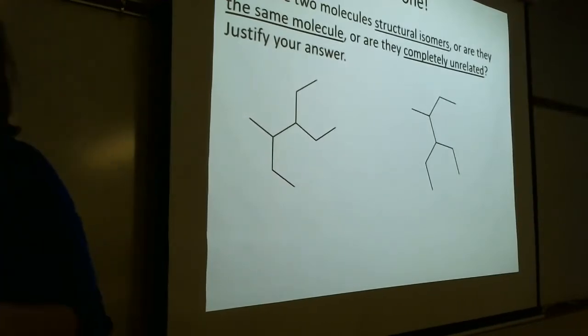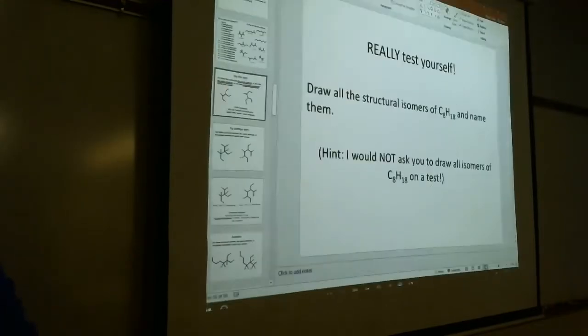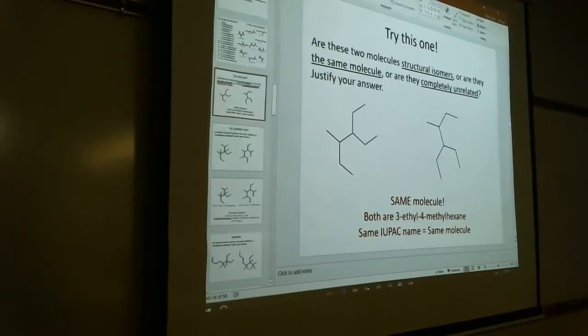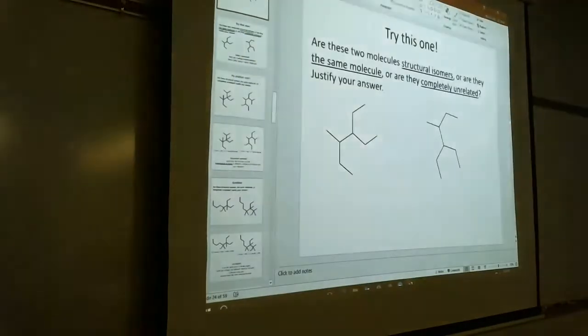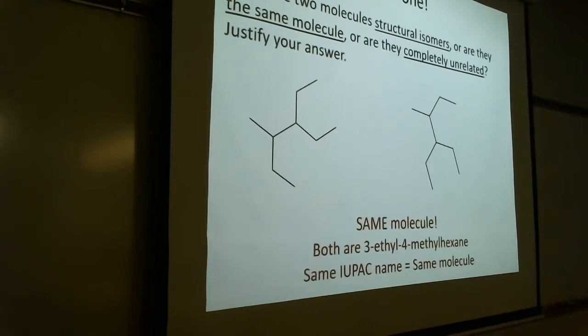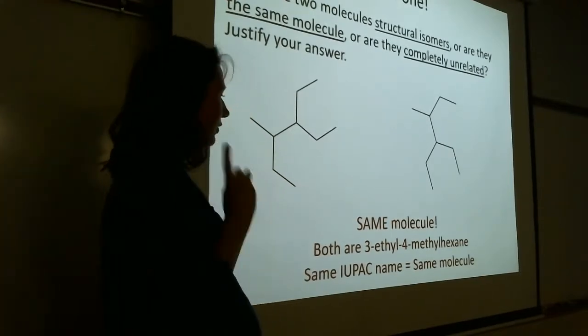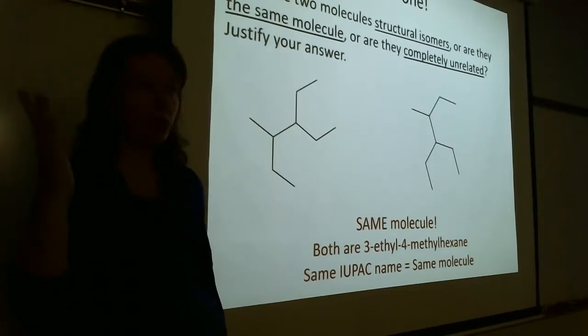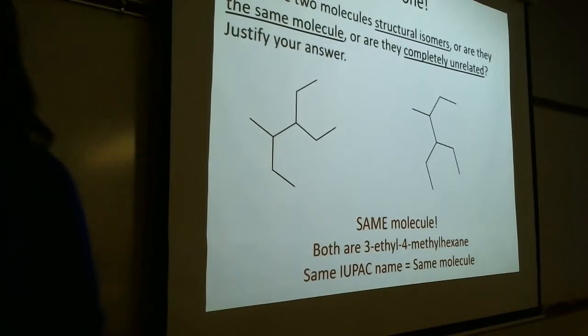So take a second and look at this. Decide which descriptor fits this family. Oh, I just gave the answer. Oh, well. When I paused the recording, you saw the answer, which is kind of a bummer. But let's talk about why the answer is what it is. Okay, so what is the correct answer? They are the same molecule, right? They both have the same name. They're both 3-ethyl-4-methylhexane. If they have the same formula and the same name, then by definition, they're the same molecule, right? Can't be different if you're the same. Kind of a duh statement.